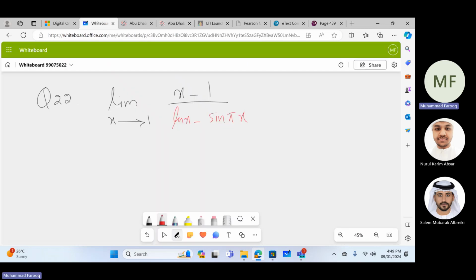Please check which form you are getting when you substitute directly. Sine pi, sine 180, is 0. Whenever you have x, put 1. 1 minus 1 is 0, divided by ln 1, which is 0, minus sine pi, which is 0. So yes, it is a 0 over 0 form, no doubt. So the numerator is x minus 1 and the denominator is ln x minus sine pi x.